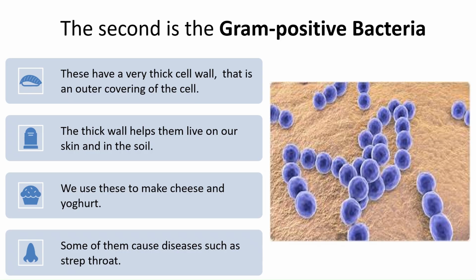The second is the gram-positive bacteria. These have a very thick cell wall, that is, an outer covering of the cell. The thick wall helps them live on our skin and in the soil. We use these to make cheese and yogurt. Some of them cause diseases such as strep throat.